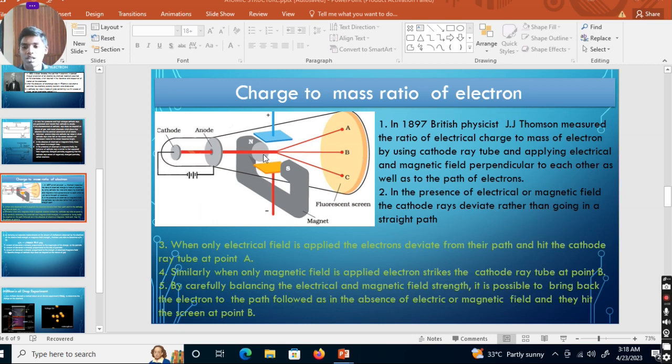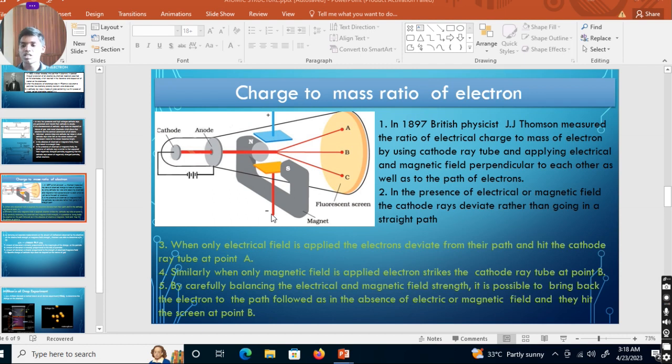So these are the cathode rays, these orange-red color marks, and the blue color ones are the electric field, and the red color, orange ones are the magnetic field. Those two are perpendicular to each other, as well as perpendicular to the cathode ray particles also.